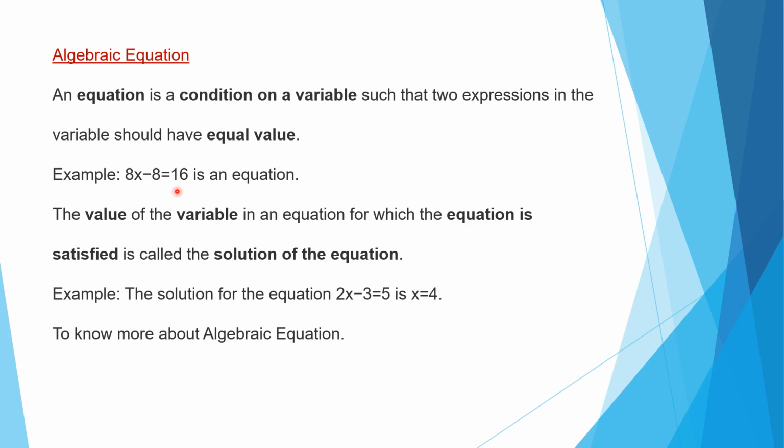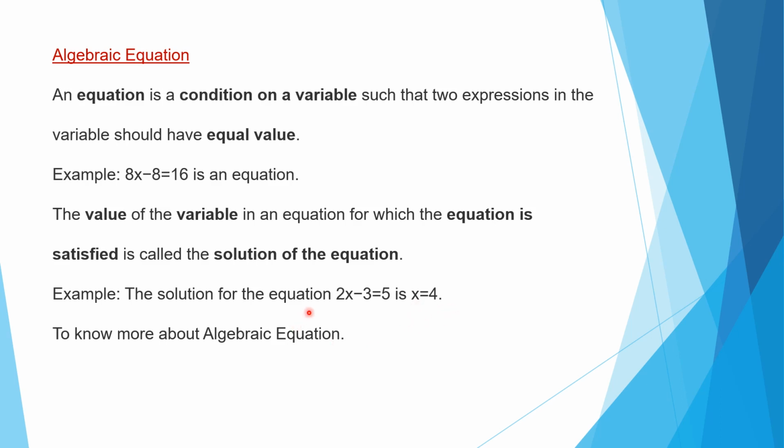Then the value of the variable in an equation for which the equation is satisfied is called the solution of the equation. What is the solution of the equation then? Here is an example: 2x minus 3 is equal to 5. Okay, this is one equation. What is the expression here? 2x minus 3, and here is 5, a constant value. They are separated by an equal sign. So 2x minus 3 is the left hand side portion of the equation and 5 is the right hand side portion of the equation.